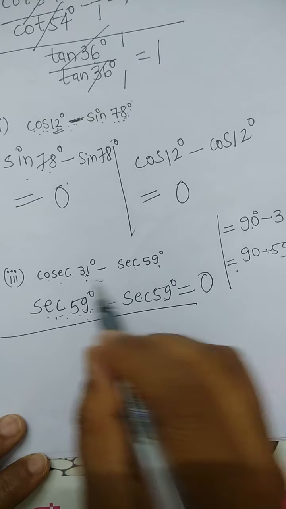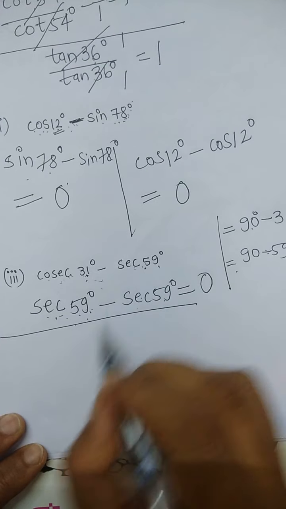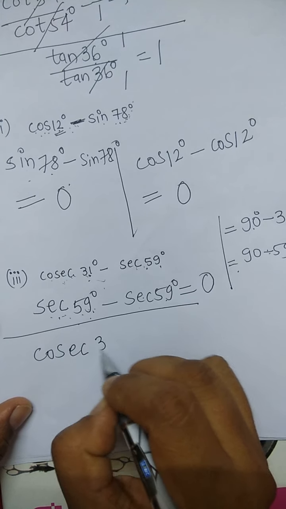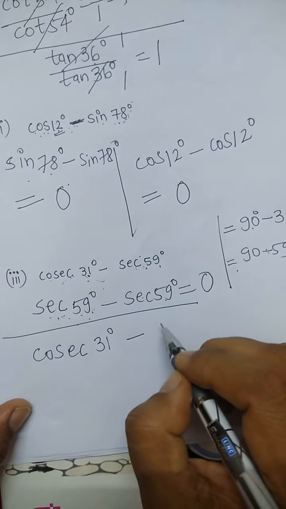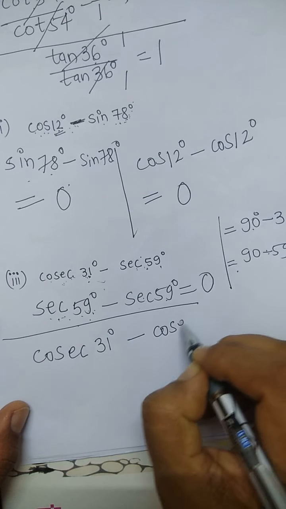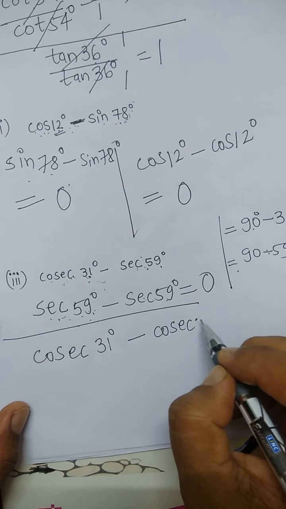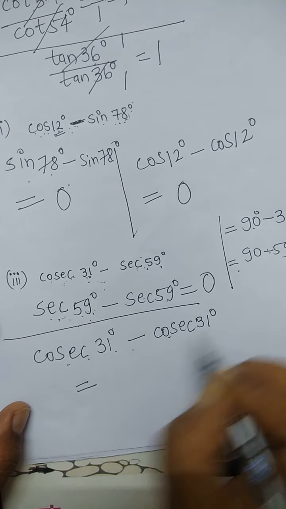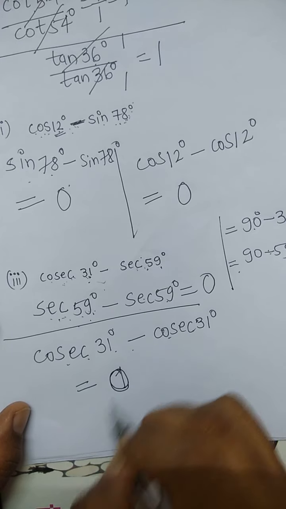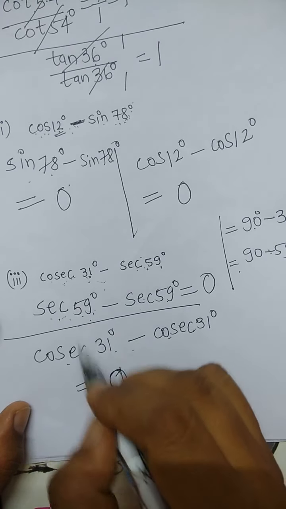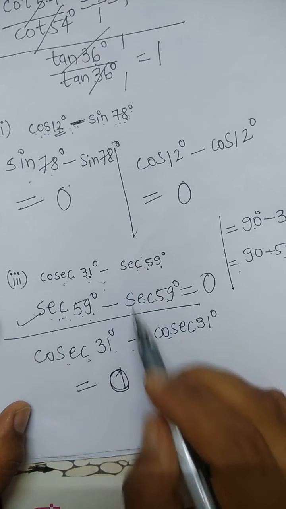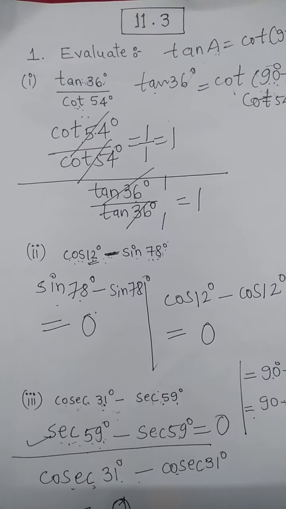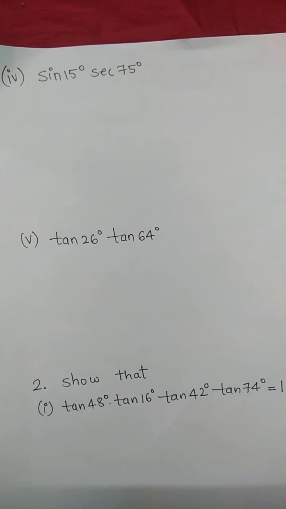Another way, if you don't want to transform this one, you want to transform the other into the complementary ratio, then the first one will be as it is. Cosec 31 degree will be as it is. Sec's complementary ratio is cosec, and 59's complementary angle is 31 degrees. So you will get cosec 31 degree minus cosec 31 degree is 0. Okay. Out of these two, any one you should do. Not both methods. Any one method you have to follow. Right. I hope you understood this. Let's move to the next problem.